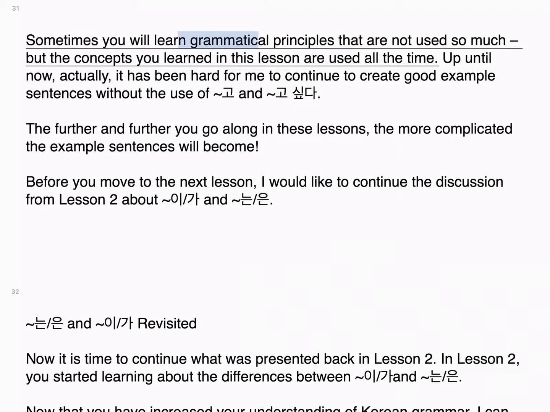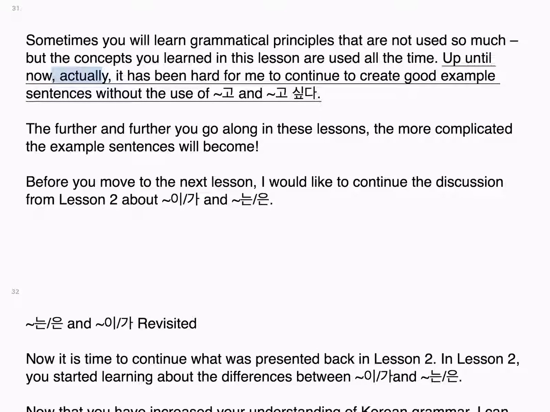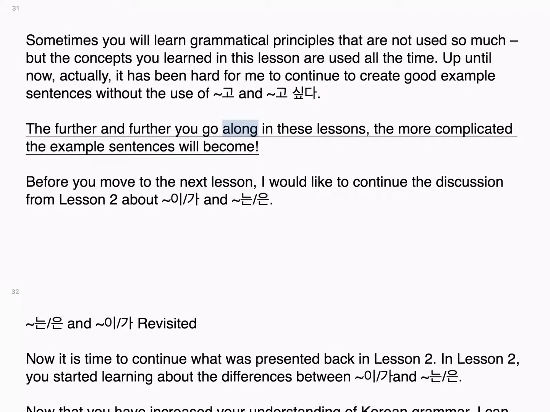Sometimes you will learn grammatical principles that are not used so much, but the concepts you learned in this lesson are used all the time, up until now. Actually, it has been hard for me to continue to create good example sentences without the use of 고 싶다. The further and further you go along in these lessons, the more complicated the example sentences will become.